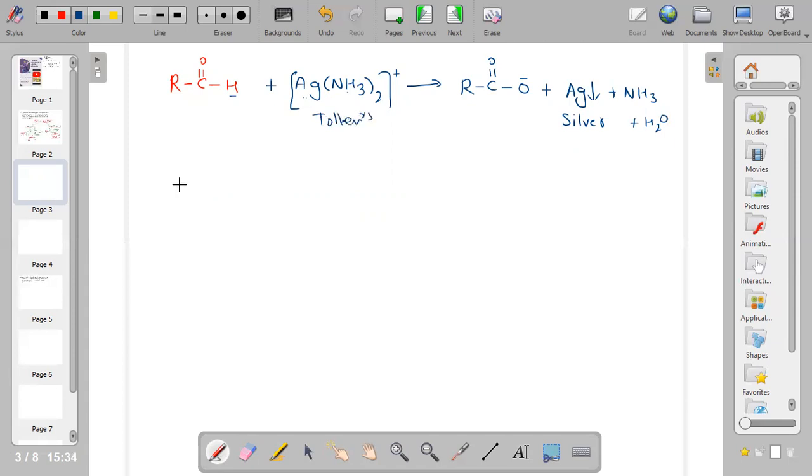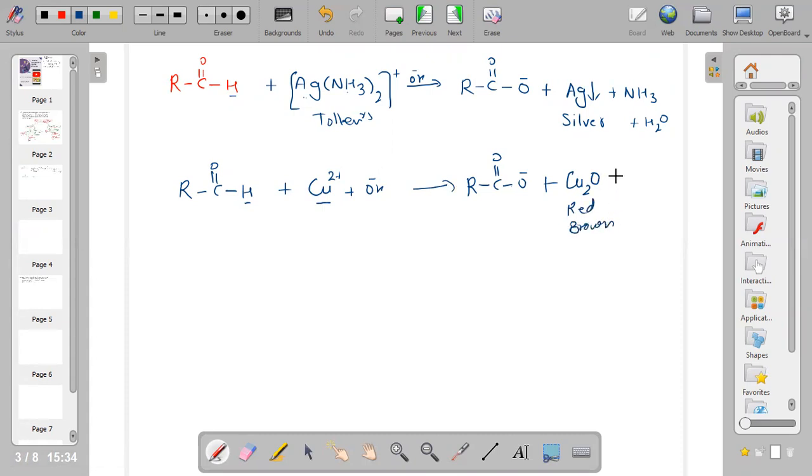If you write it for the Fehling test, take the aldehyde and react it in the presence of base, Cu2+ and OH negative. Again the same product, RCOO-: replace the hydrogen and put oxygen with a negative charge. Plus Cu2+ changes to Cu2O, which is red brown in color. And third, H2O is formed again. These are the carboxylate ions in these reactions.